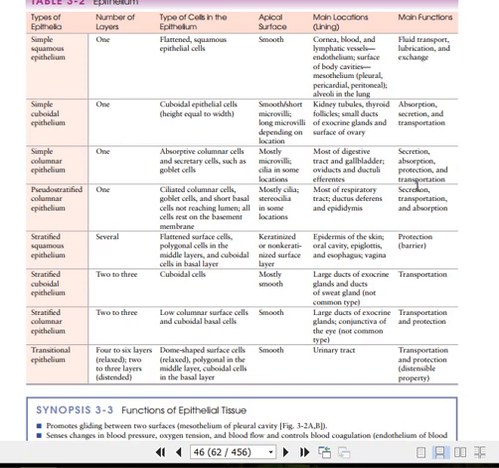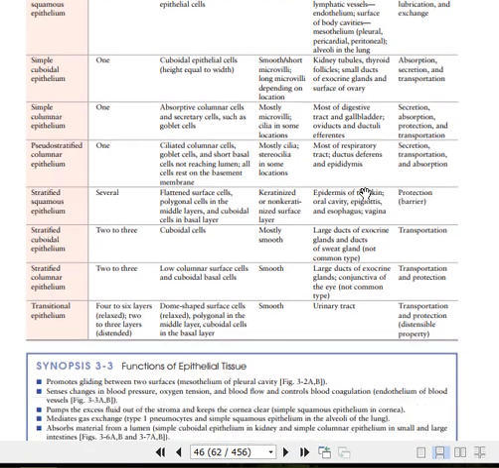If the apical surface contains cilia, it is used in transportation. So if it is smooth, it's lubrication and or transportation. If it contains cilia, it is used in transportation. If it contains microvilli, it is used in absorption. And if it contains microvilli and stereocilia, it is used in absorption. So those are the different elements, and also secretion. So these are the elements.